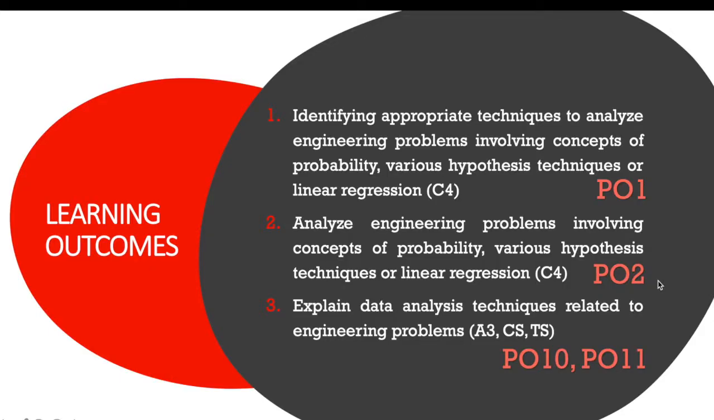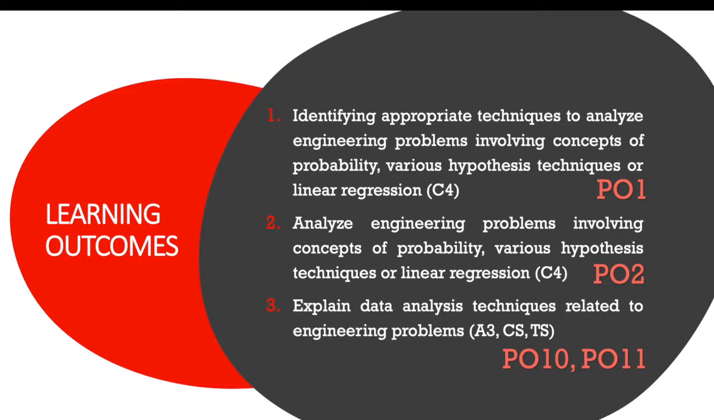to the learning outcomes. Basically, for the course we have three learning outcomes. The first one is to identify the appropriate techniques to analyze engineering problems involving the concepts of probability, variance, hypothesis techniques, or linear regression, which covers C4, which is quite high, and will be covered by PO1.